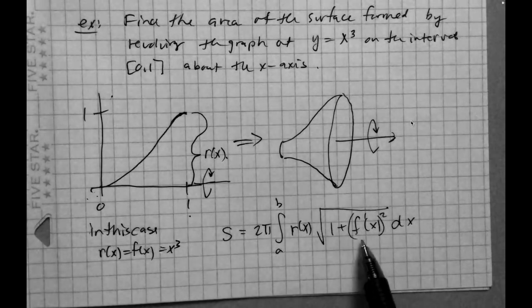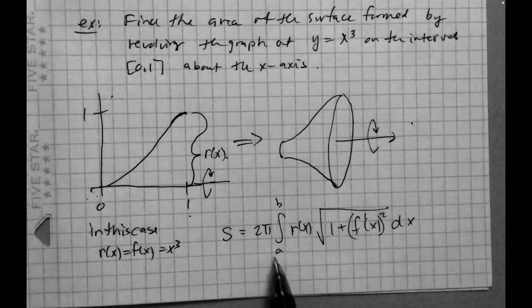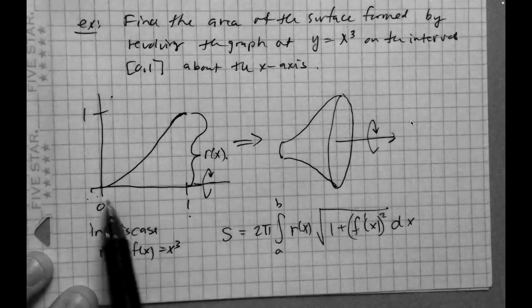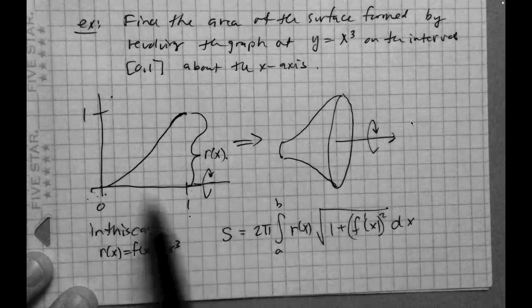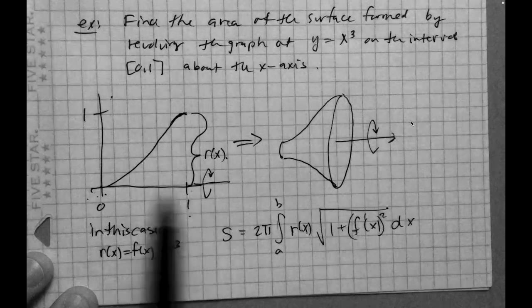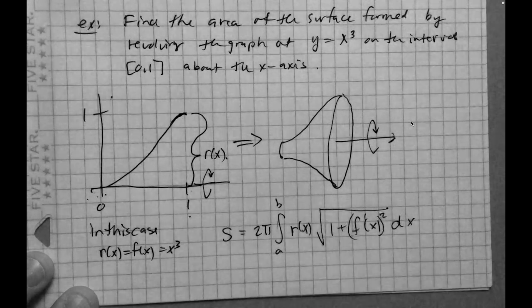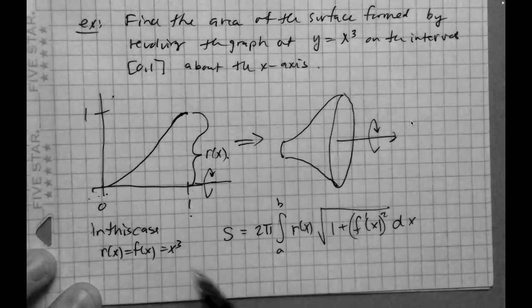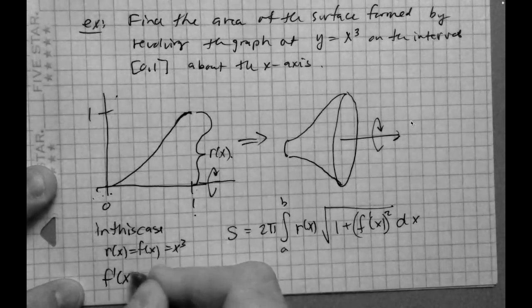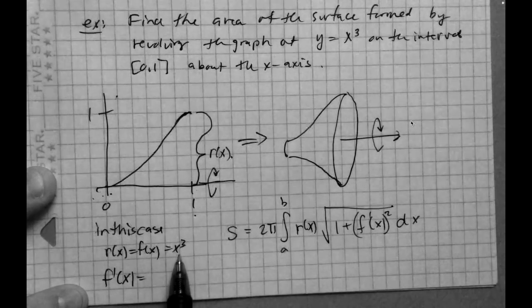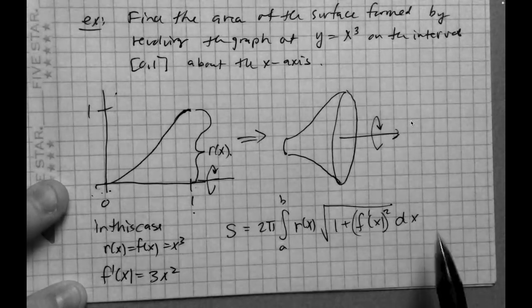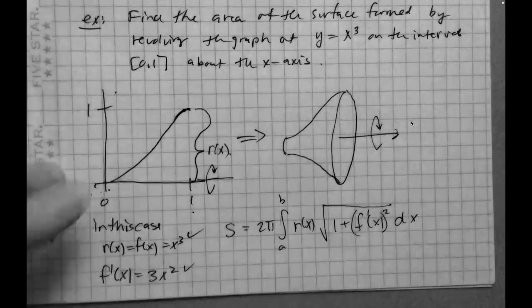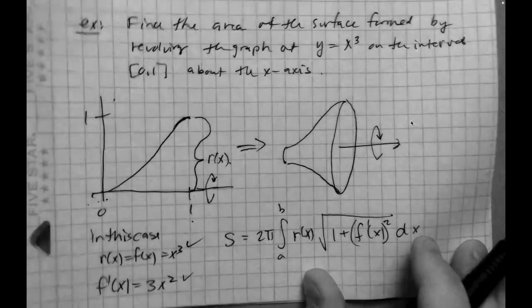Okay, and then we just need the f prime of x. We know the limits of the interval, from parallel surface to parallel surface, it's going to be 0 up to 1, so a and b are 0 to 1. We need the derivative, and that's pretty easy to find, right? It's the derivative of x cubed, so it's just 3x squared. Okay, so we have the three pieces that we need to plug in here, and they all make sense.